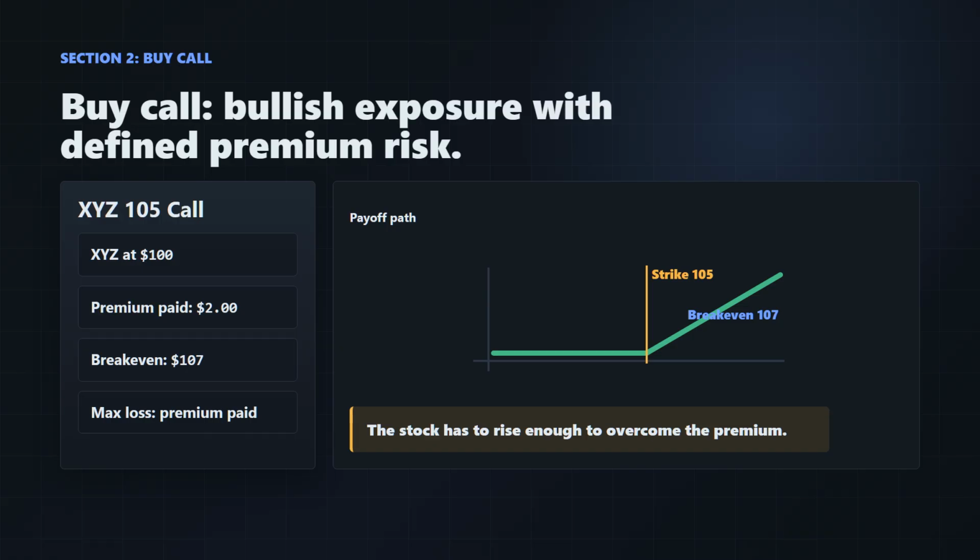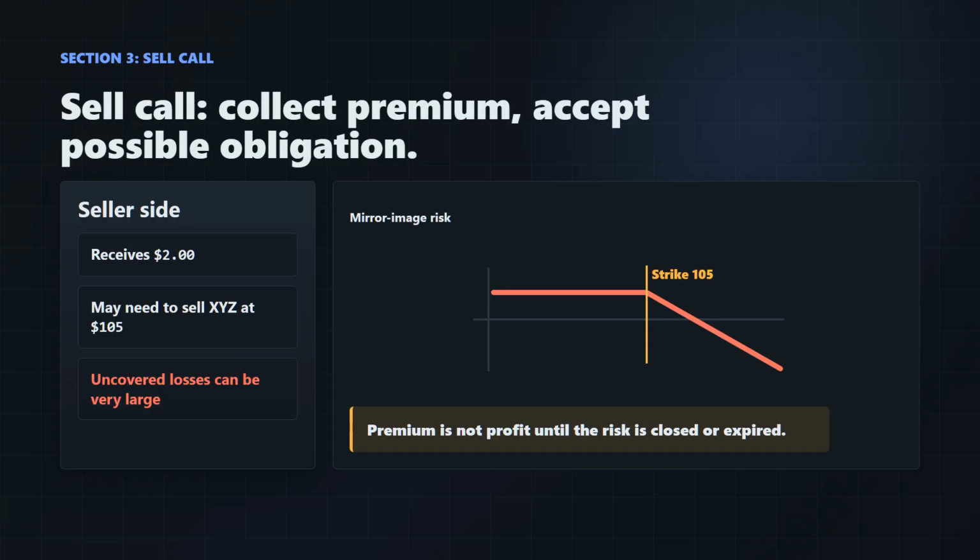Position 3. Buy a put. XYZ is at 100. You buy a 95 strike put for $1.50. That gives you the right to sell XYZ at 95 before expiration. Why would someone buy this? They may think XYZ will fall, or they may own XYZ and want protection. At expiration, the break-even is the strike minus the premium. 95 minus 1.50 equals 93.50.